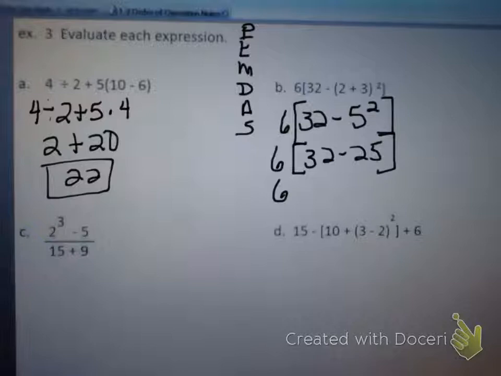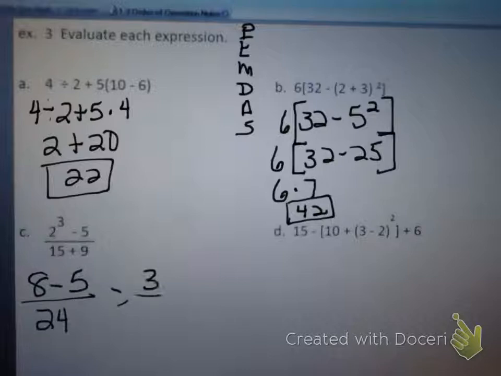Then work inside the bracket. 32 minus 25 is 7. That 6 is multiplying times that bracket. So once we simplify that bracket down to one number, we can replace the bracket with the multiplication symbol. Try to do example C on your own. Try to do example D on your own too.